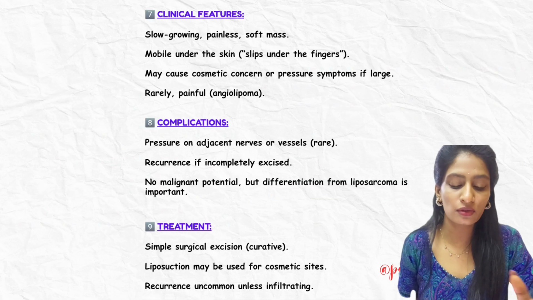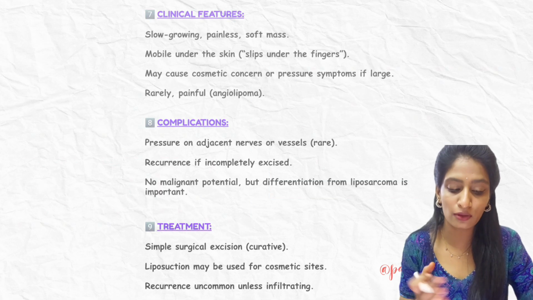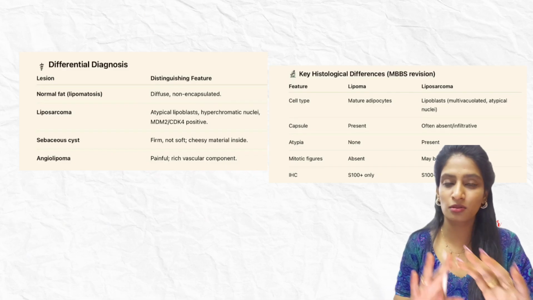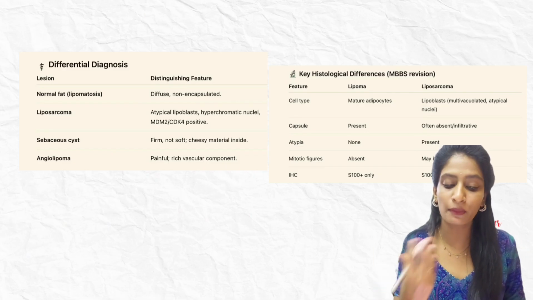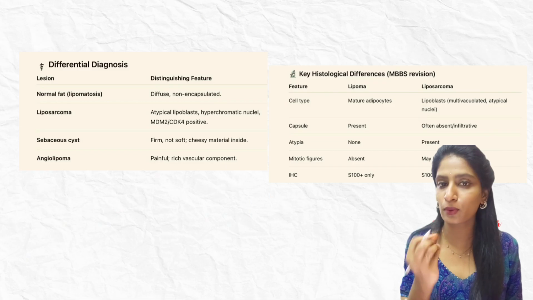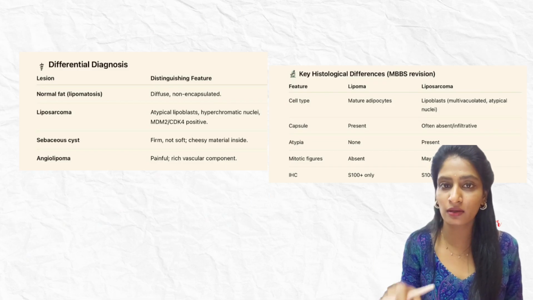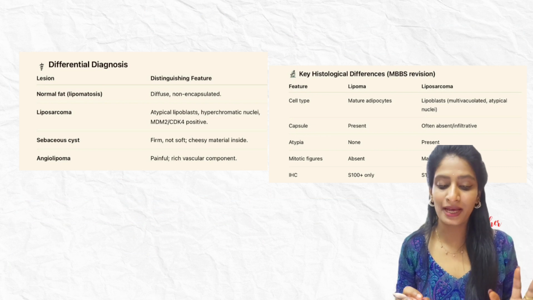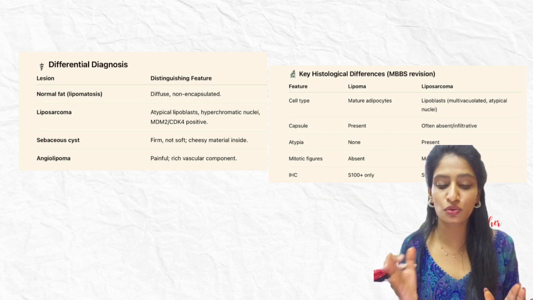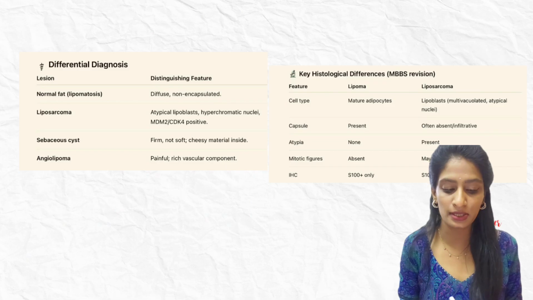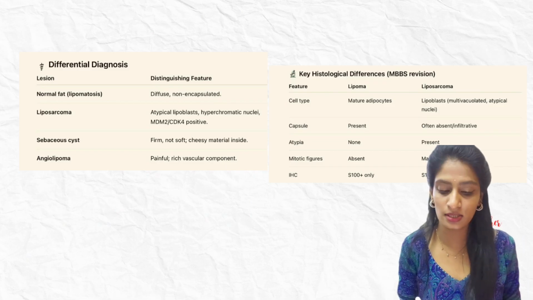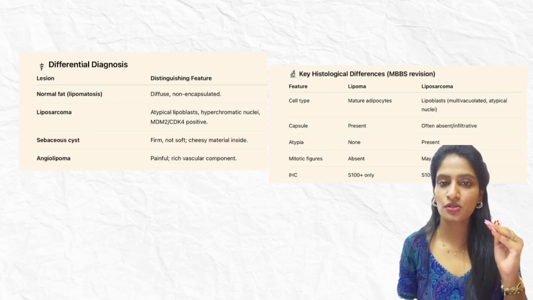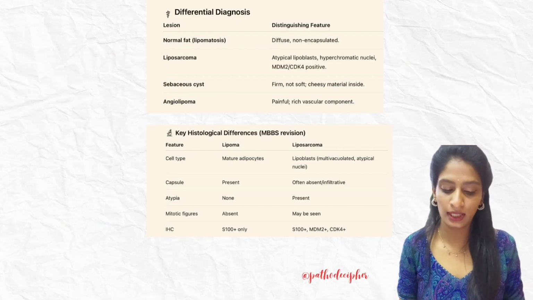Coming to differential diagnosis, as I told you: liposarcoma, normal fat, sebaceous cyst, angiolipoma. Normal fat will be diffuse and non-encapsulated, whereas liposarcoma will have atypical lipoblasts. Lipoblasts are nothing but multivacuolated cells with a central stellate nucleus. That is known as a lipoblast, and it will be positive for MDM2 and CDK4. The next one is sebaceous cyst, which also has fat components, and the other one is angiolipoma. So these are the differential diagnoses of a lipoma.